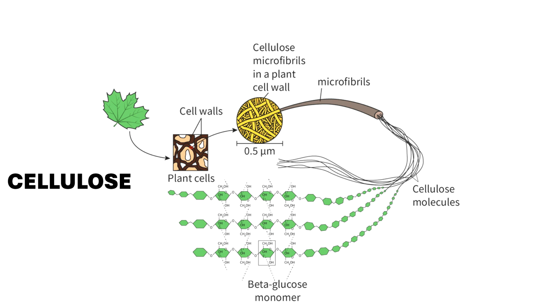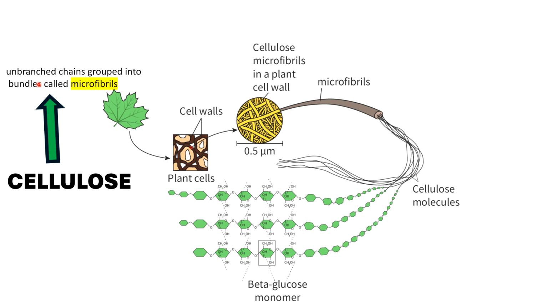Cellulose is what makes up plant cell walls. Let's have a look at it. It is composed of unbranched chains grouped into bundles called microfibrils. You can see these polysaccharides are not branched. There are no branches, they're just straight. These three together make up a microfibril. A group of microfibrils makes up a fiber.